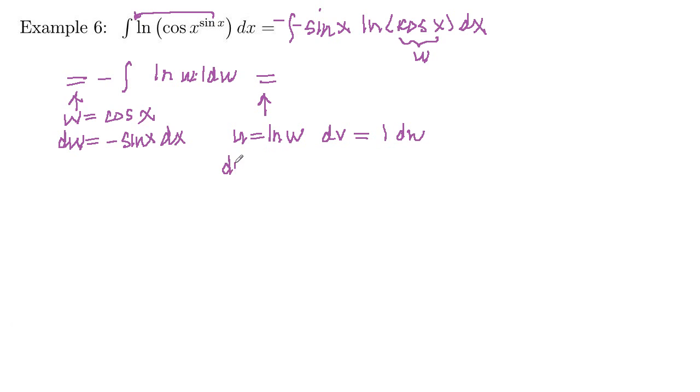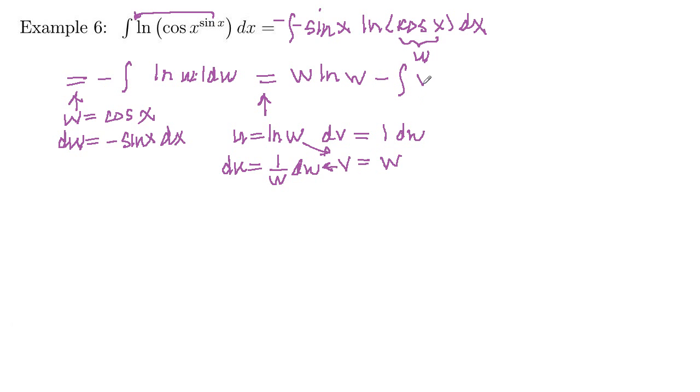Then we need our du and v. So the differential of log of w is going to be 1 over w, and then dw. Antiderivative of 1 is going to be w. And then we do the diagonal product here, minus the integral of the bottom row. So the diagonal product, w log of w, and then minus integral of v du.